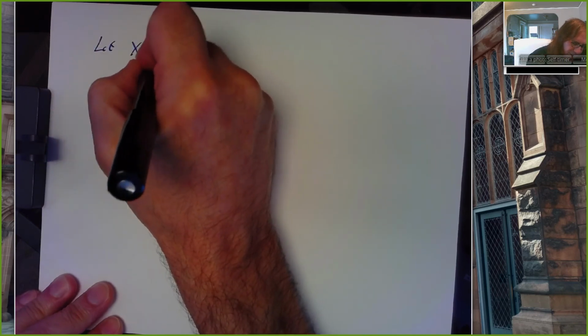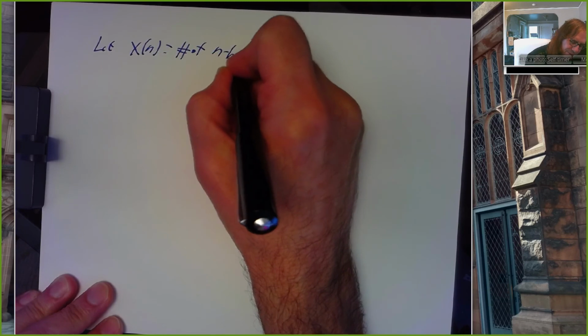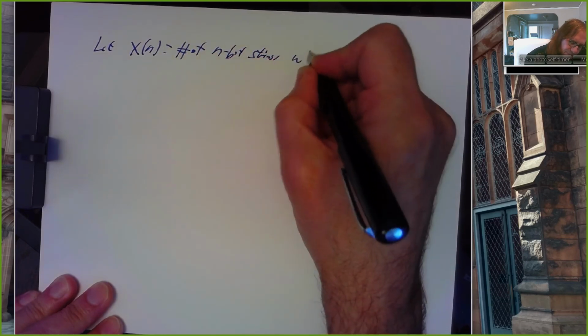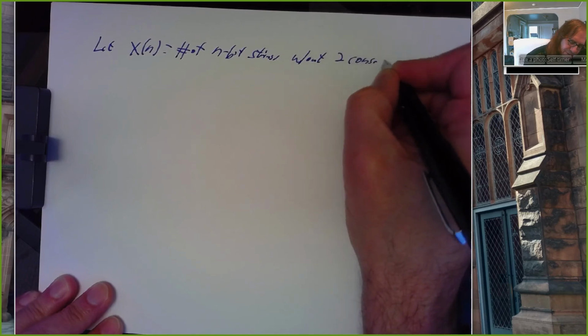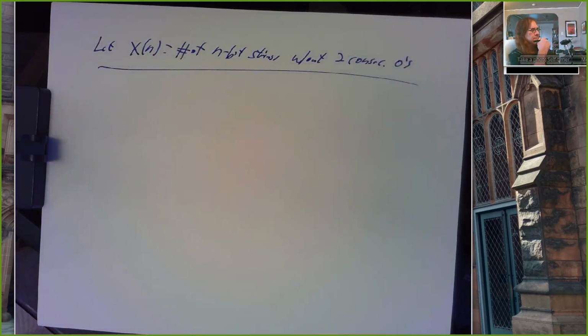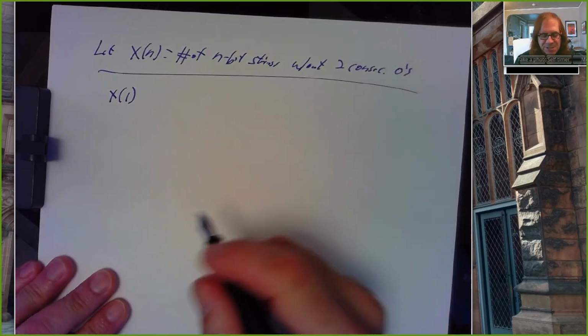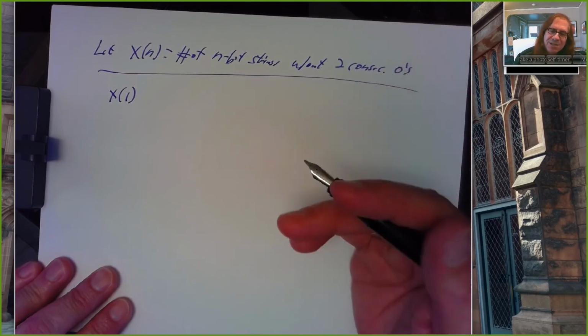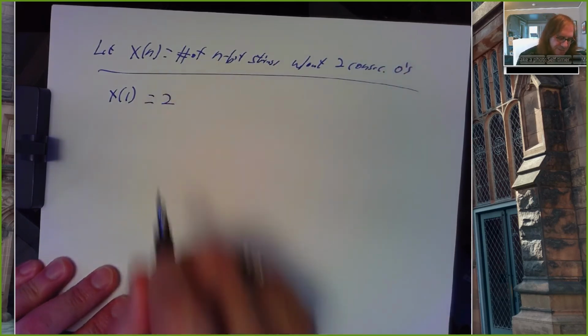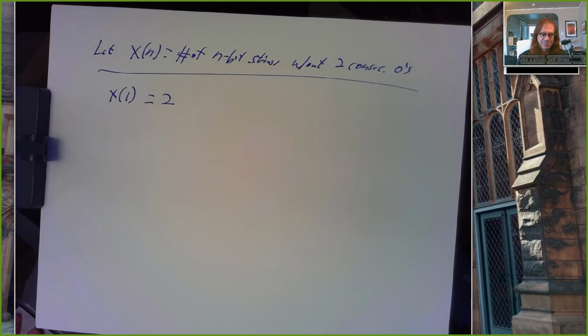So let x of n equal the number of n-bit strings that do not have two consecutive zeros. We'd like to find a formula for x of n. If we have a 1-bit string, it is either a 0 or a 1, and neither of those contains two consecutive zeros. So there are two ways that we can write a 1-bit string without consecutive zeros.